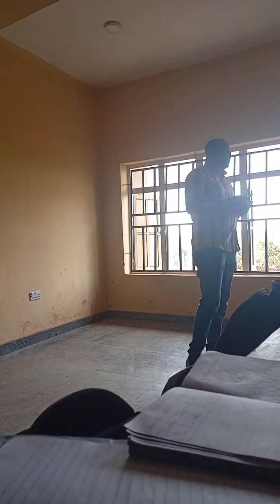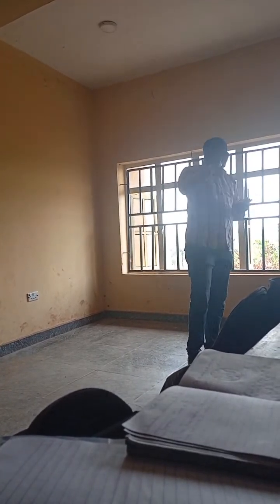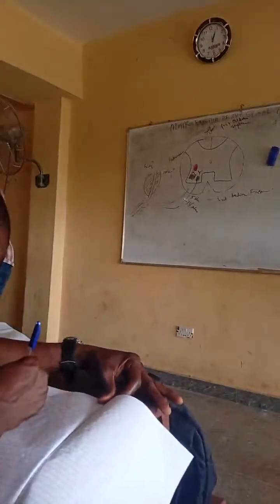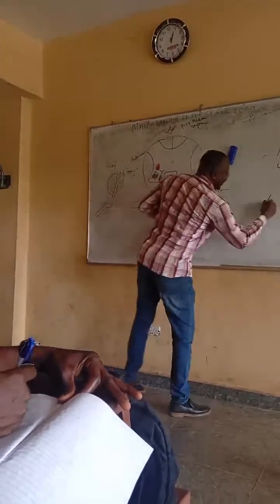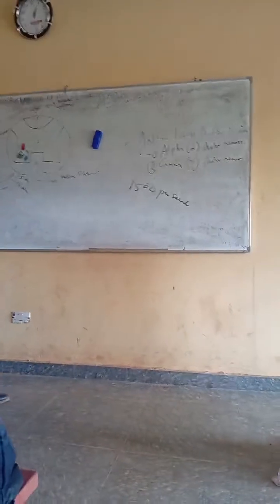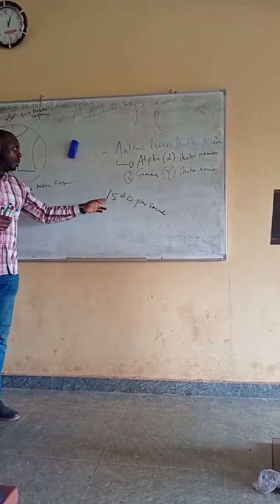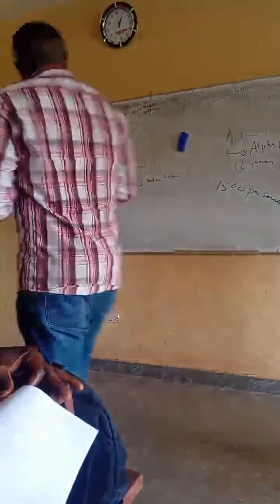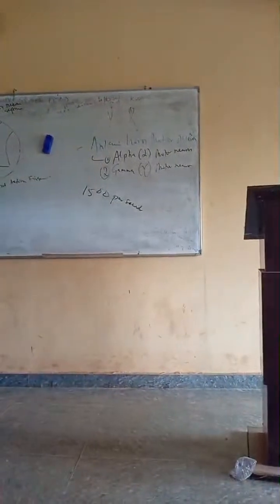The interneuron has a firing rate of about 1,500 per second. They can fire about 1,500 times per second. You have a very high firing rate. So interneurons are very, very important.